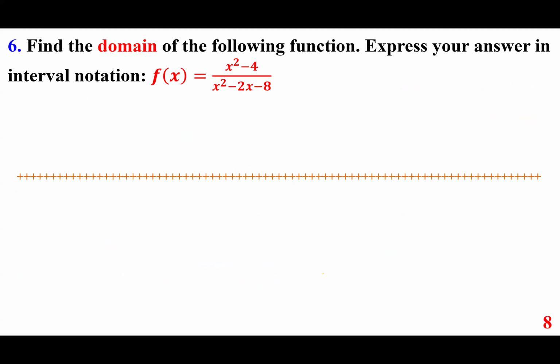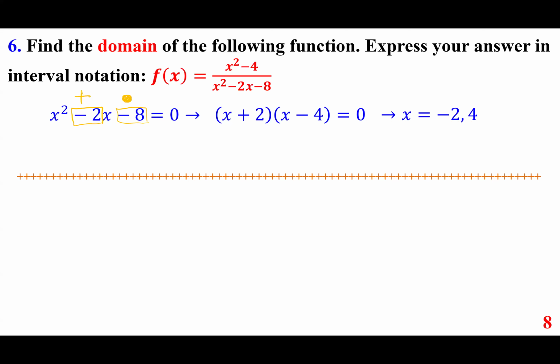Find the domain of the following function. Express your answer in interval notation. As always, in the case of a rational function, you set the denominator equal to 0 and you exclude. x squared minus 2x minus 8 equals 0. Now, to factor this, remember you want two numbers. The product is negative 8. The sum is negative 2. That would be positive 2, negative 4. So x is either negative 2 or positive 4. Again, it's important. These are the two numbers that make the denominator 0 and must be excluded.